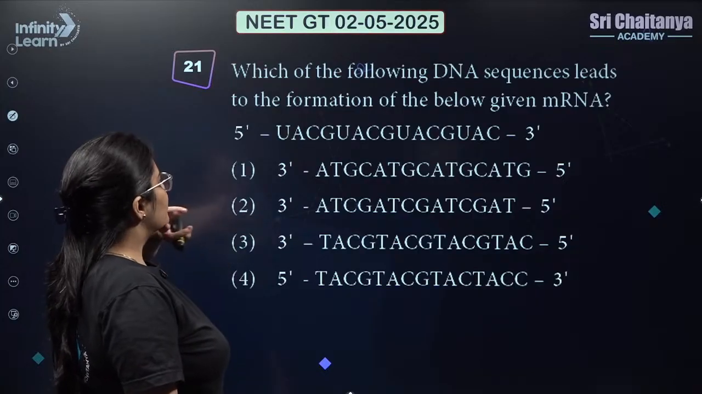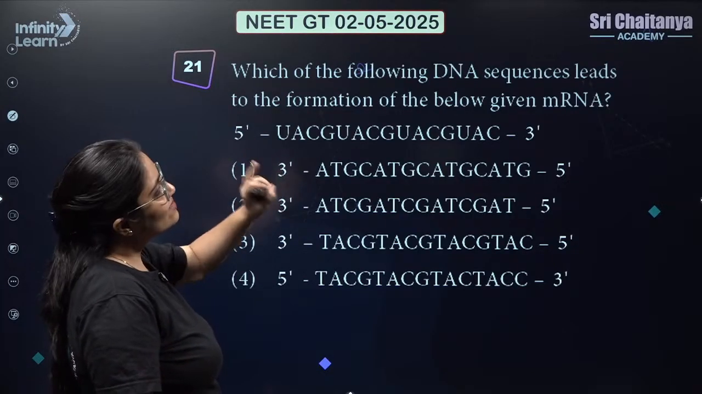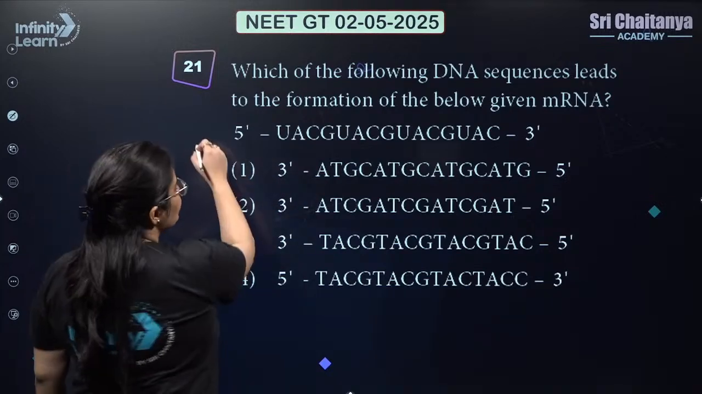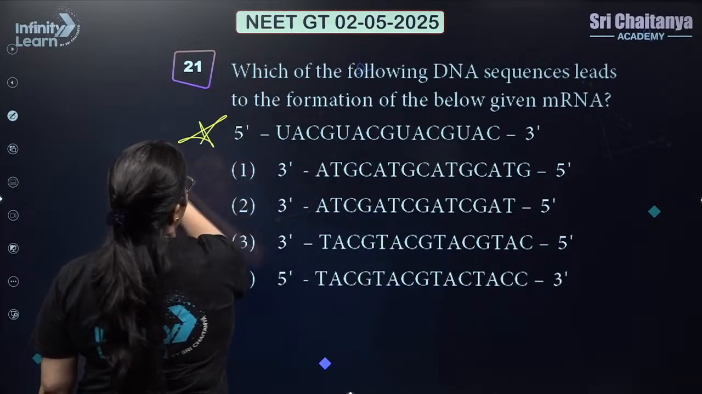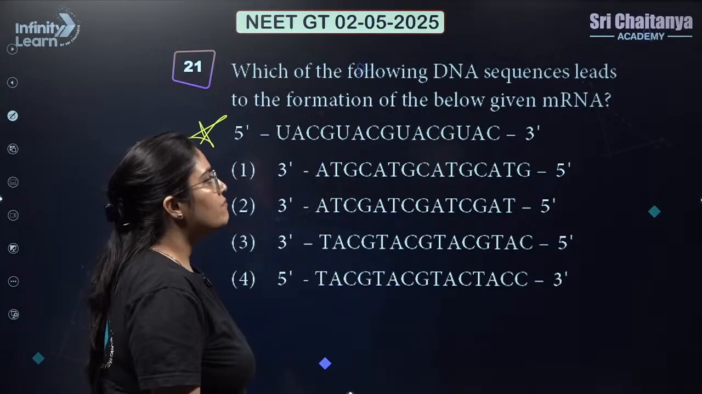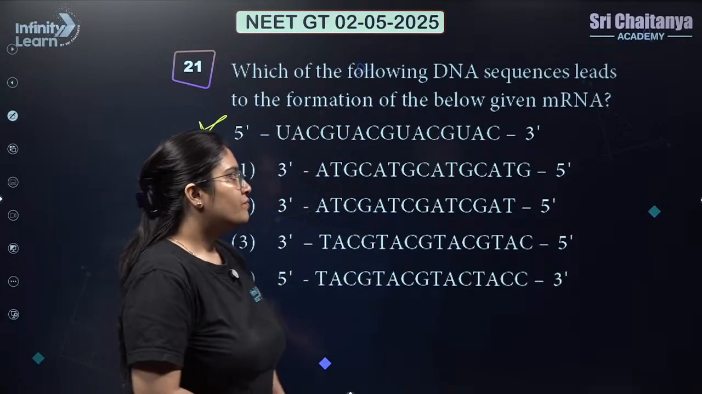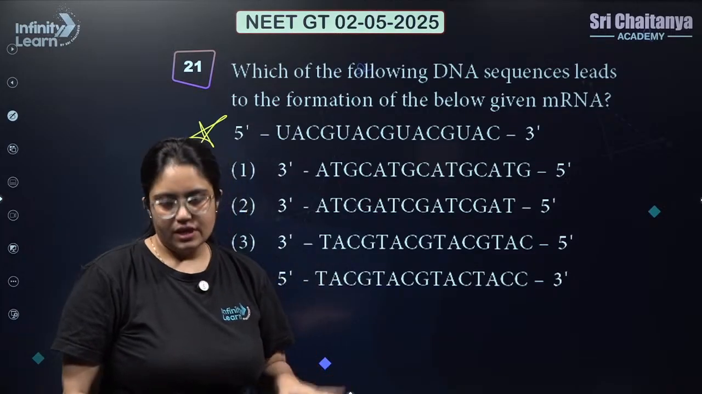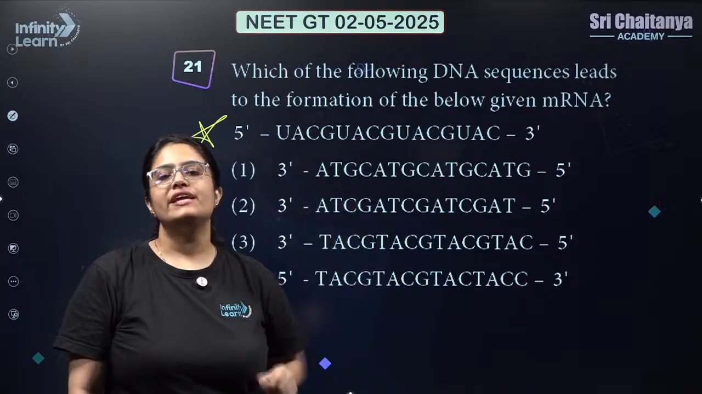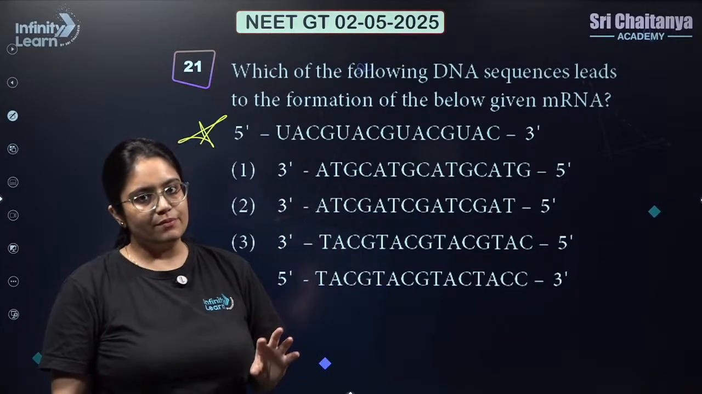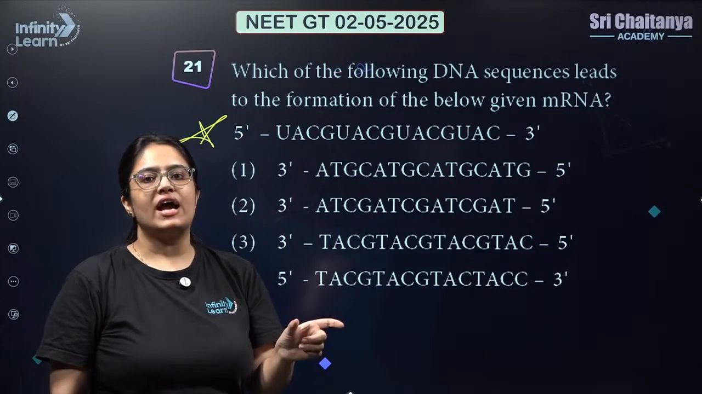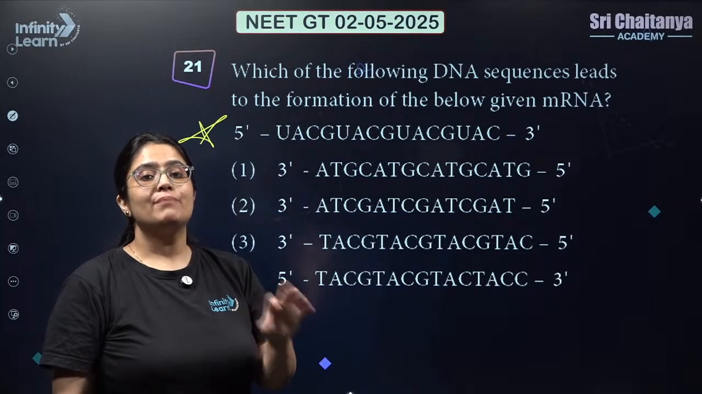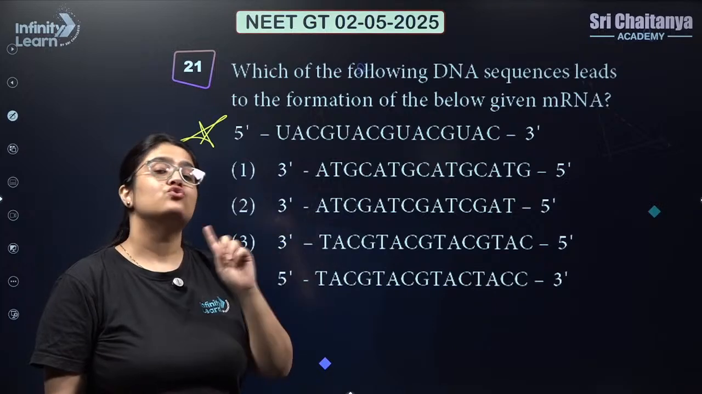To solve this question, see what is given: which of the following DNA sequences lead to the formation of the given mRNA. This is the sequence of mRNA produced through the transcription process. In the transcription unit, a segment of DNA will participate, and from that segment, only one of the strands, called the template strand, will get copied, and the polarity of the template strand is going to be 3' to 5'.